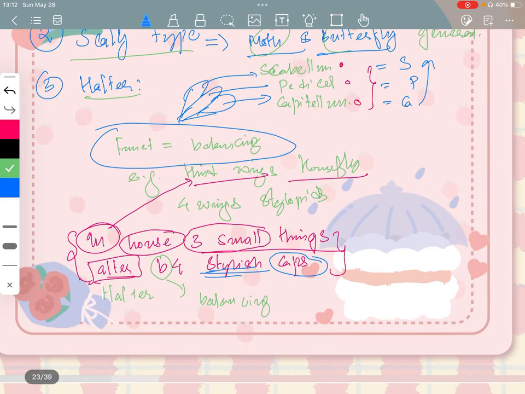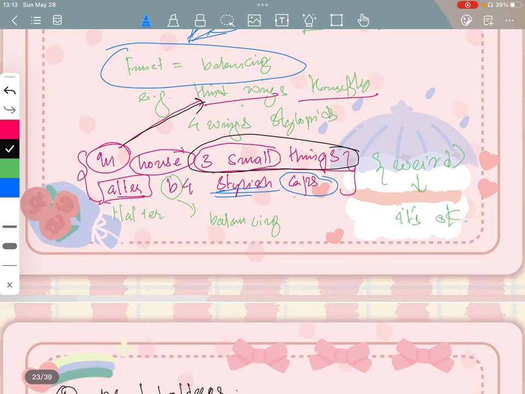Third is haltered. Haltere type, its wing is divided into three regions: scabellum, pedicel, capitellum, and its function is for balancing. Example is hind wings of housefly and fore wings of stylopids. The mnemonic here is: in house three small things halter before stylops kept. Bit weird, right? It's okay. In is synonymous for hind wings. House is synonymous for housefly. Three small things is its modification. Halter before stylops kept. So halter is for halter, B for balancing, that's the function. For stylops kept.